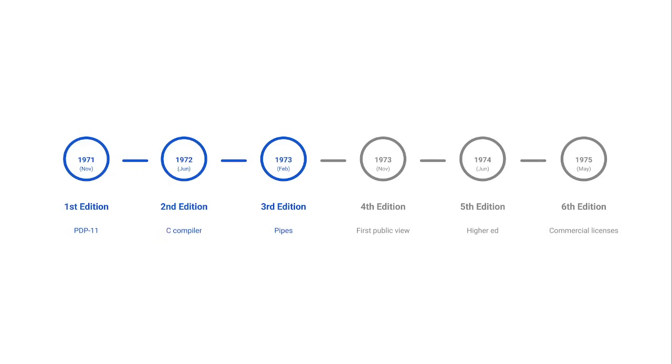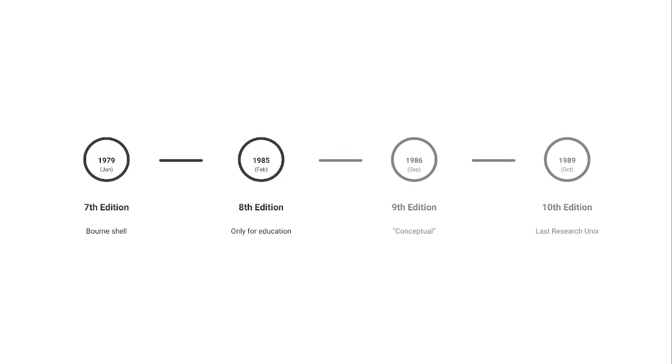Also, later that same year was Unix 4th edition. That was really the first time people got to see Unix much beyond Bell Labs. 5th edition was really meant for higher education, but 6th edition was the one where you started to see commercial licenses. In 1979, things started to slow down a little bit because it's not really something that Bell Labs wanted to focus on in terms of operating system development, but this is where we got the Bourne shell in 7th edition. 8th edition was, again, really meant for higher education.